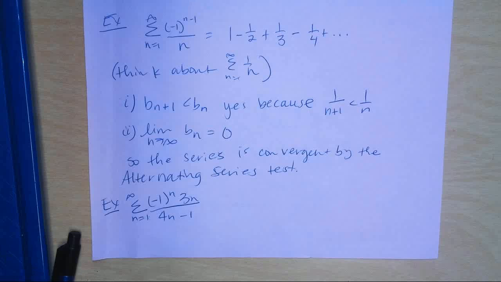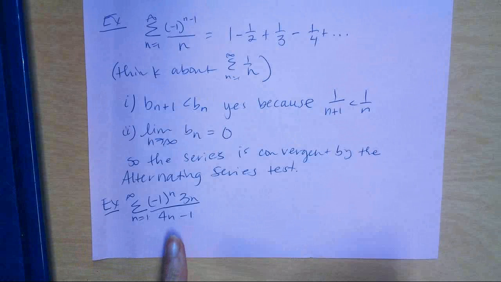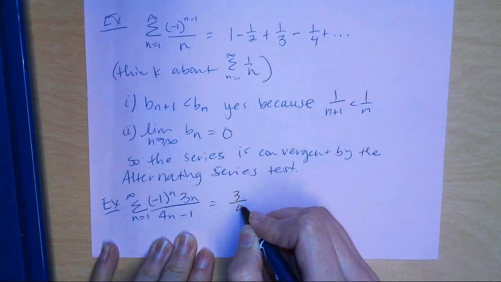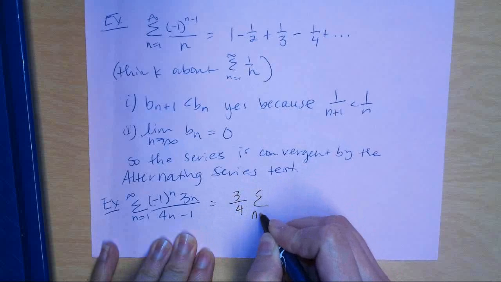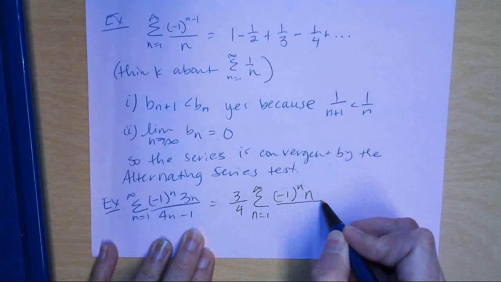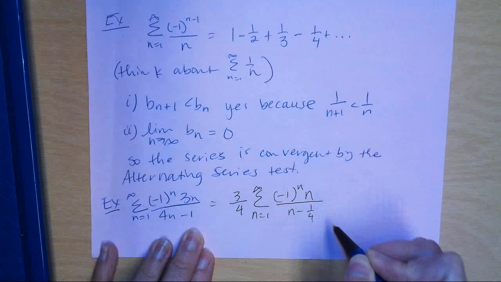Okay. So we have this one. Is each additional term getting smaller? We can think of this as 3/4 times -1 to the n over n minus 1/4.